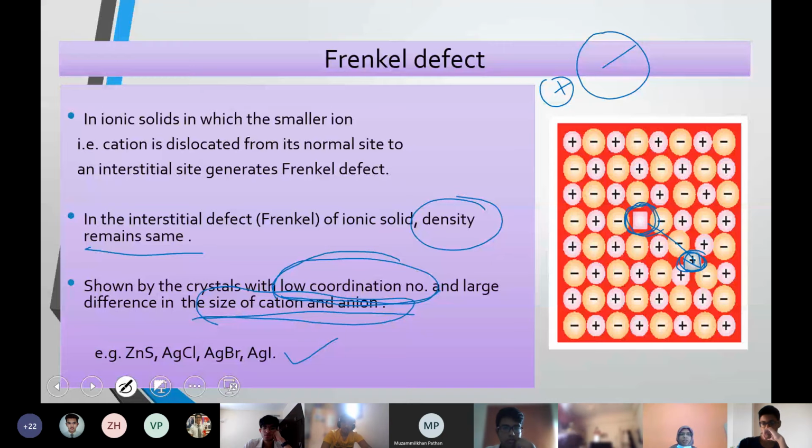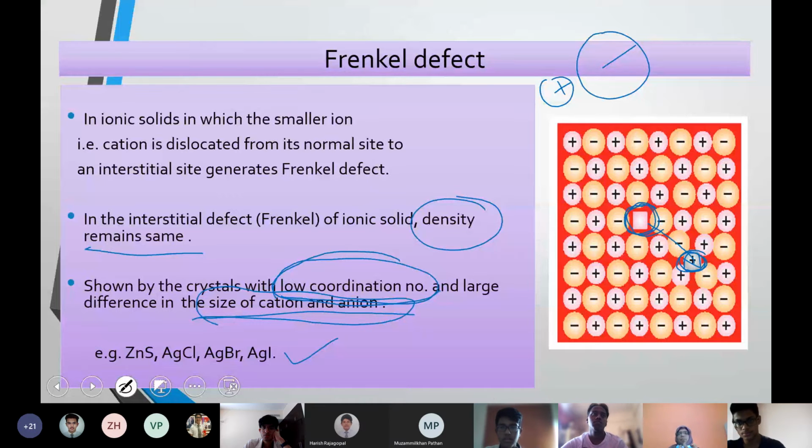So this is very, very important. Schottky and Frenkel, most of the time they ask, either separately to write the important points or as a comparison of the imperfections, taking the example of Schottky and Frenkel defect. So Frenkel defect is a type of interstitial defect where the particles are occupying the interstitial position.